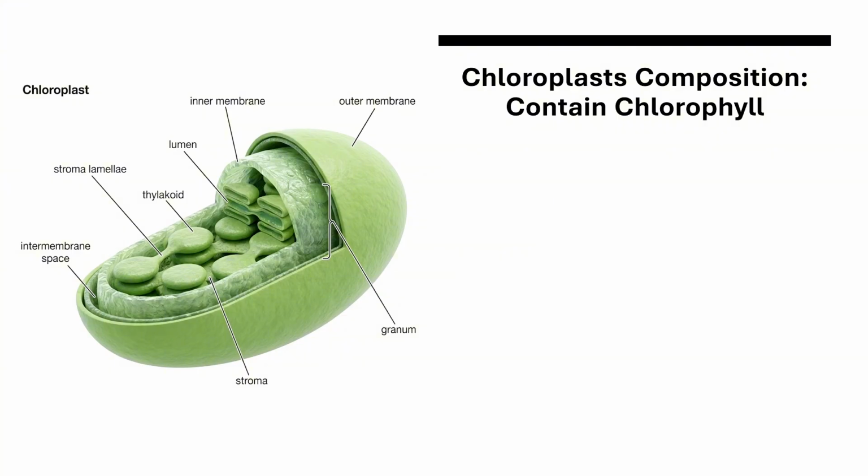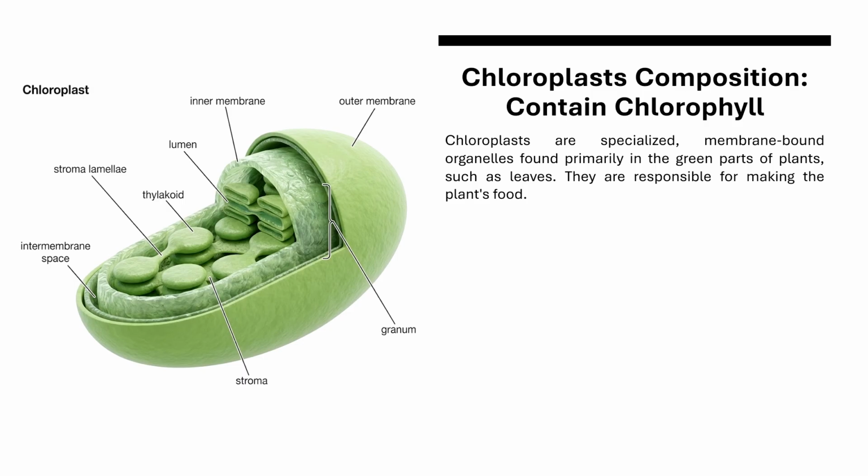Next, we look at the chloroplast. These are specialized membrane-bound organelles found primarily in the green parts of a plant, like the leaves. If the mitochondria are the power plants that use fuel, the chloroplasts are the factories that make the fuel.